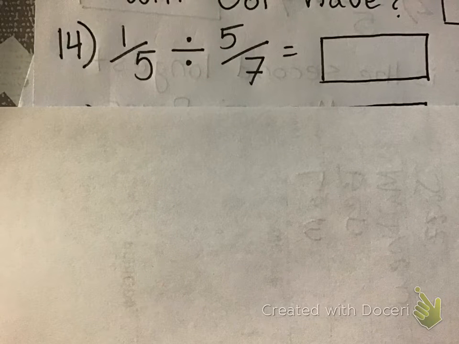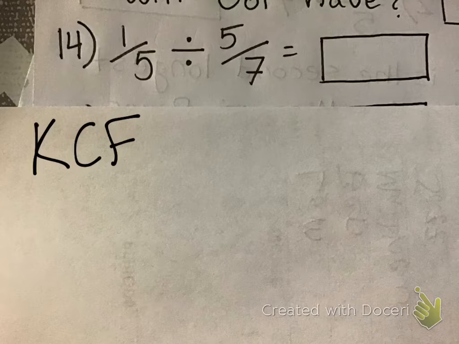Okay, Brendan, what do we do for this problem? So, what do we do, Sophie, as your lifeline? Perfect. So we do our keep, change, flip, our Kentucky Chicken Fried. So, which fraction do we keep? What fraction do we keep, Sophie, or Stephanie? The first one, 1/5.